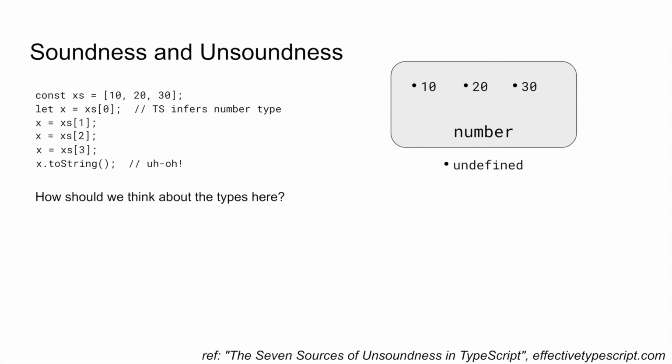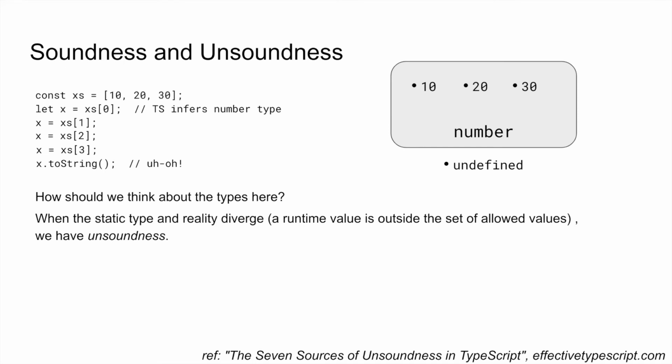But then for the next one, something interesting happens. We read the element at index 3, the fourth element, and there is no fourth element, so we get back undefined. And if we try to call toString on it, we'll get an exception. TypeScript will not flag a type error here. So the interesting thing here is that the declared type, or the inferred type here, number, and reality have diverged when we try to read past the end of an array. And so the term for that is unsoundness. If the static type of the symbol and the runtime values always agree with each other, right? If the dots are always inside the set, then the type is sound. But in this case, we have an example of unsoundness, and so that's something that you need to watch out for in your TypeScript programs.